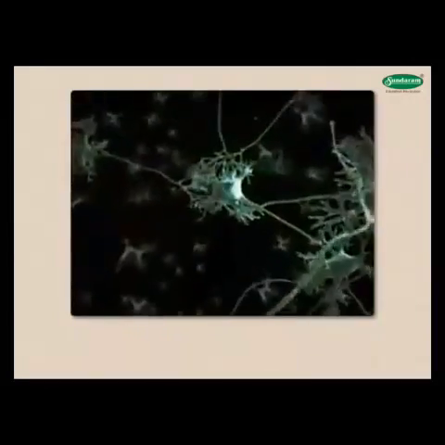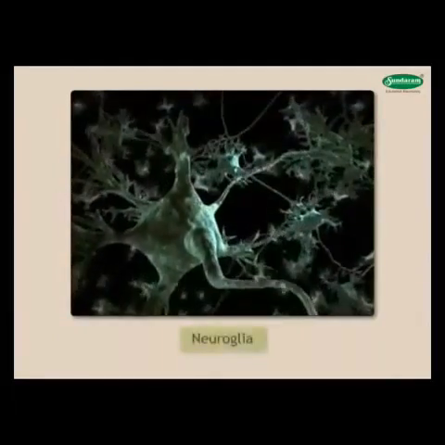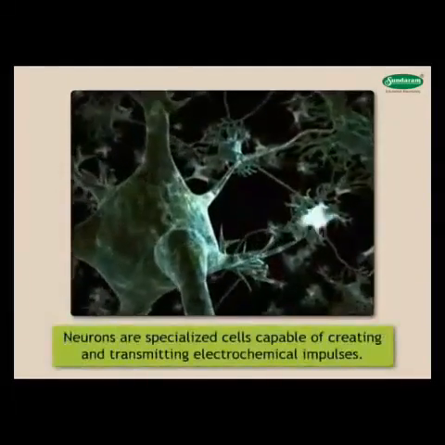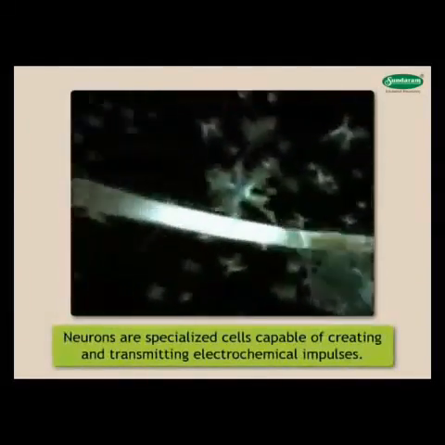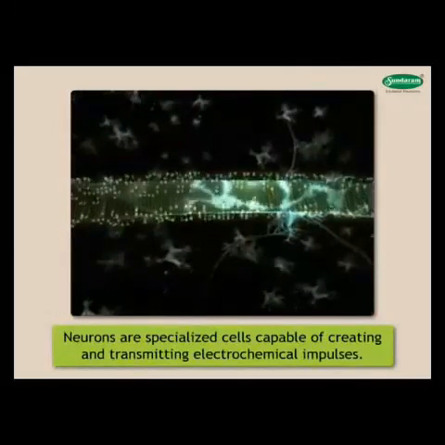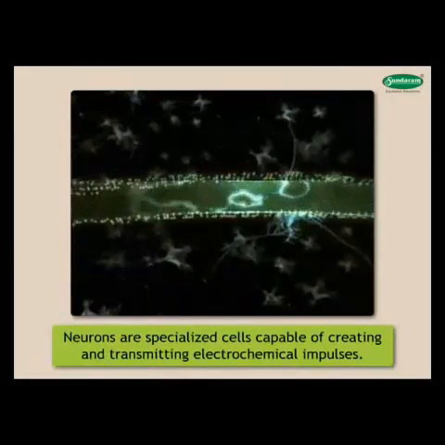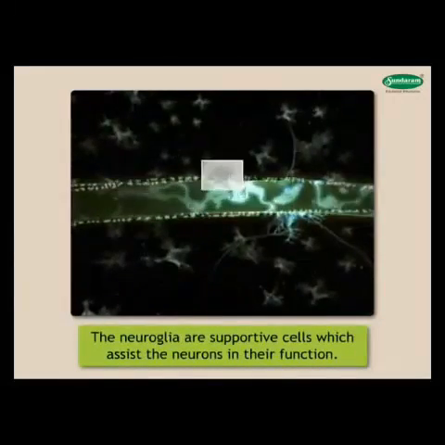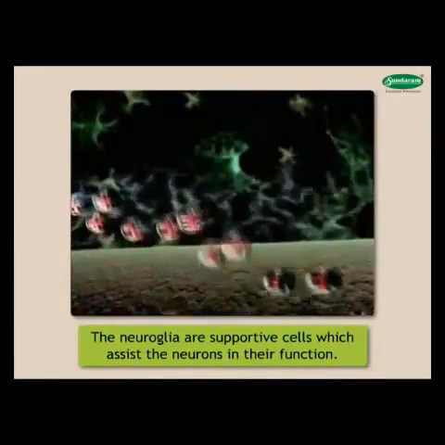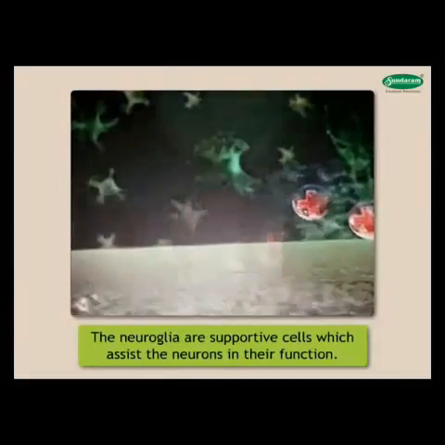The nerves are composed of neurons and neuroglia. The neurons are specialized cells capable of creating and transmitting electrochemical impulses. The neuroglia are supportive cells which assist the neurons in their function.